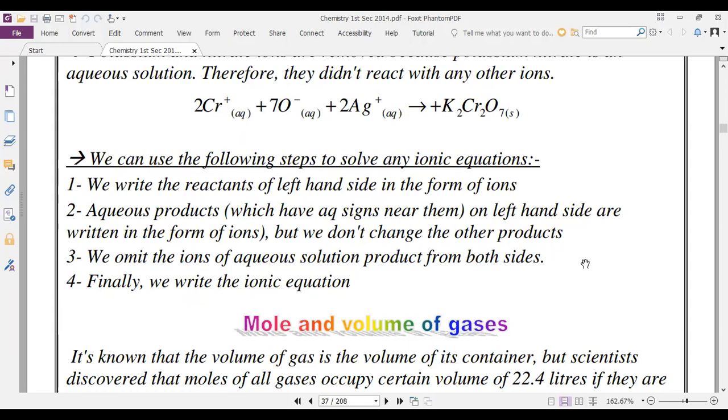We omit the ions of the aqueous solution products from both sides. We will omit these ions. Finally, we write the ionic equation as in the previous two examples.